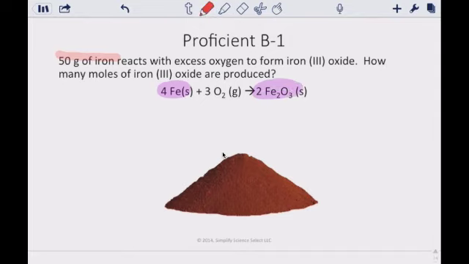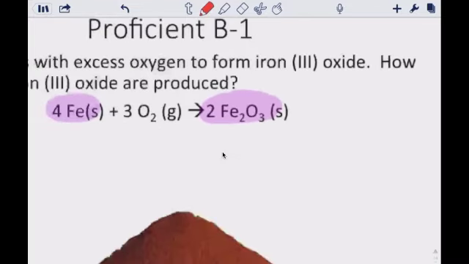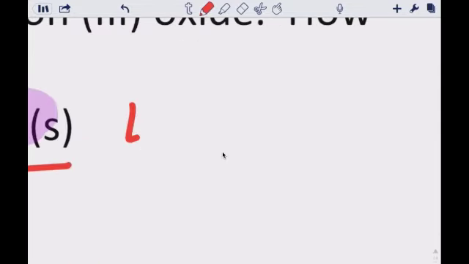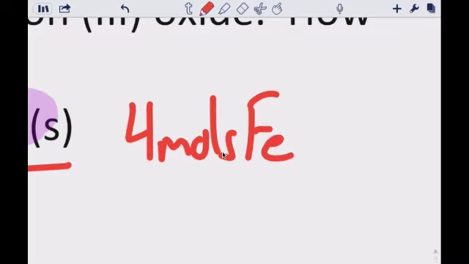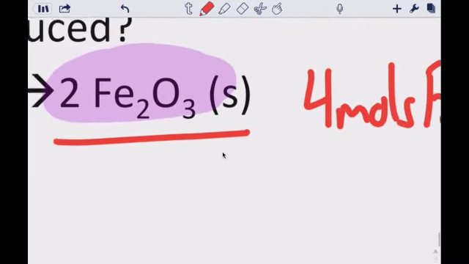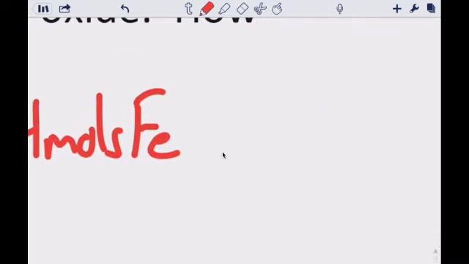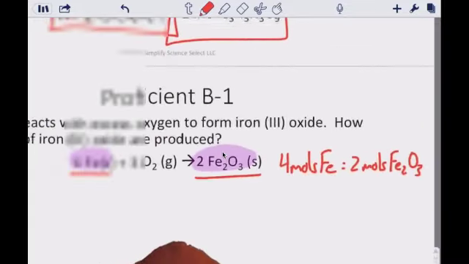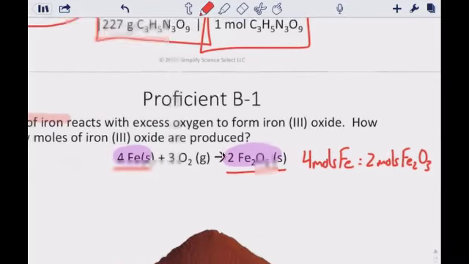So the first thing we always write down in every single stoichiometry problem is the mole ratio. So our mole ratio is 4 to 2. So we're going to go ahead and write that down. 4 moles of iron equals 2 moles of iron 3 oxide. Okay, that's the first thing that we always write down, and that's what we have here.